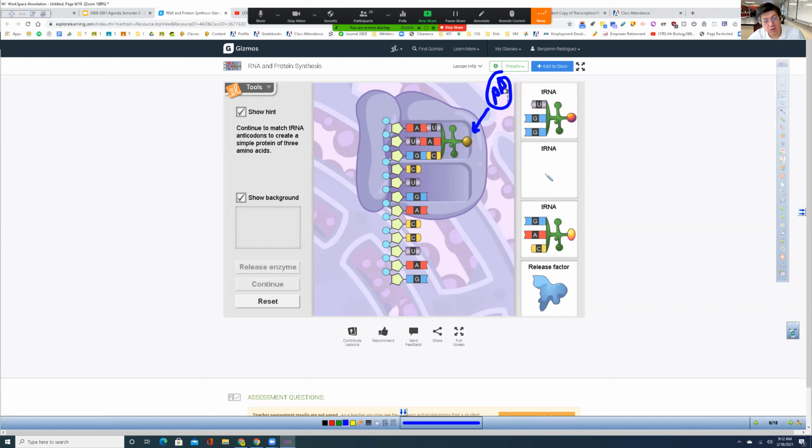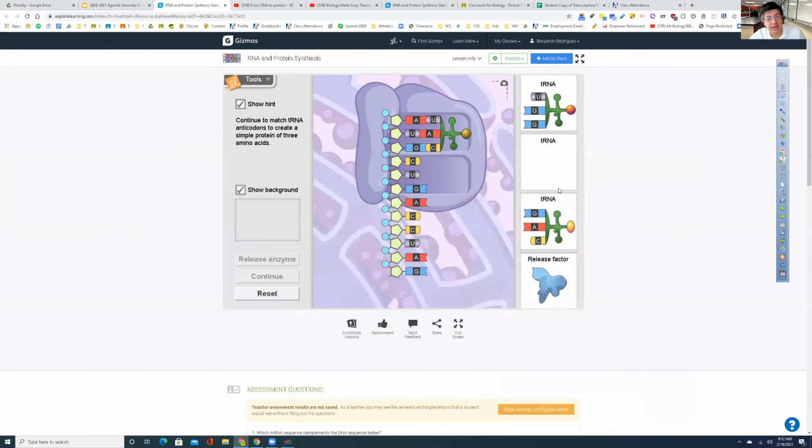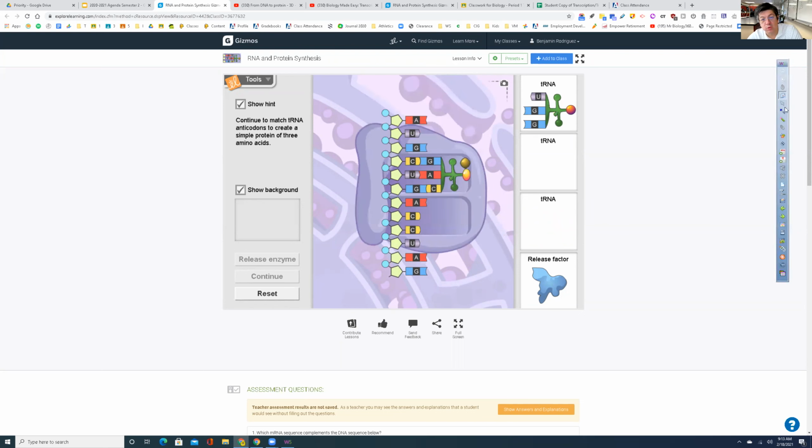So now, what's the next amino acid that I need? Which of these taxis is going to come in next? The last one, right? So when we put that one there, that matches. And look what happened to the 2 amino acids.